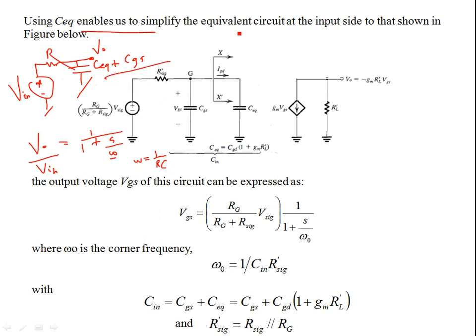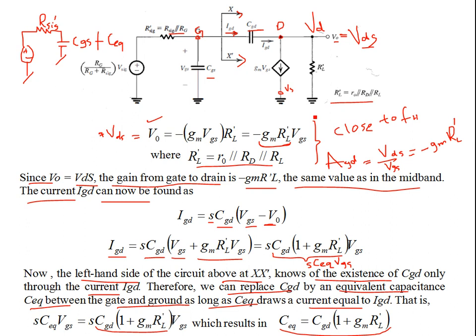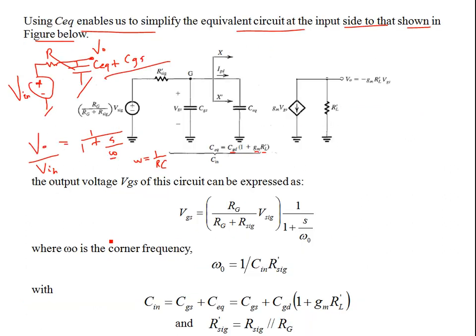So C equivalent does enable us to simplify the equivalent circuit at the input side, which is shown in the figure below. C equivalent involves the transconductance gain, RL prime, and CGD, which comes from the previous expression by putting V naught over here and then bringing this for VGS. So you take the difference VGS minus V naught, just take the VGS out of this expression, and then you have derived the gain from gate to drain.